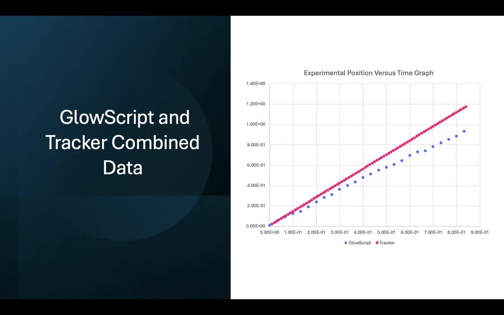For our GlowScript and Tracker combined data, we can see that our results for GlowScript and Tracker are pretty similar, and they do deviate a bit, but we're going to go over some potential sources of error. Also, our data represents that there was a constant velocity, so there was no acceleration, and the net force was equal to 0.